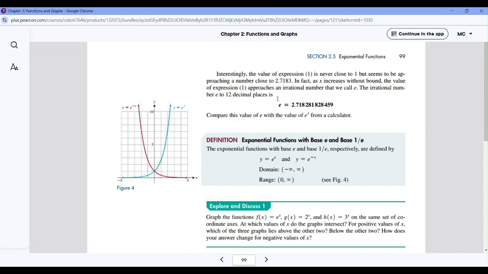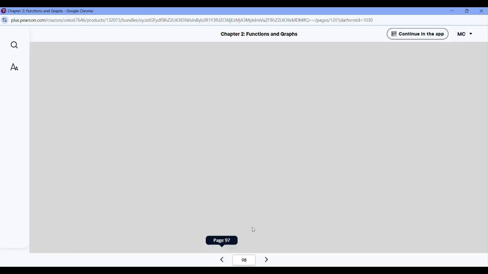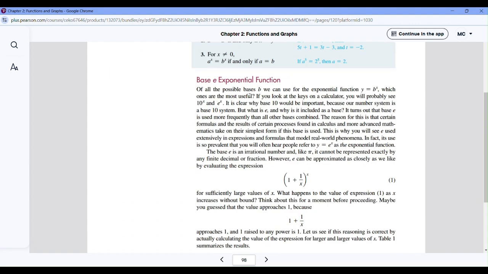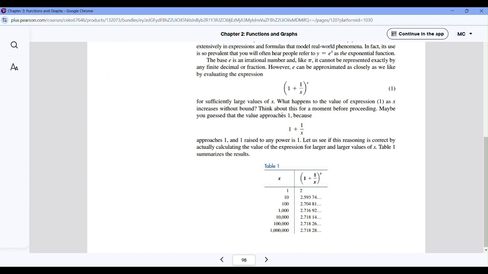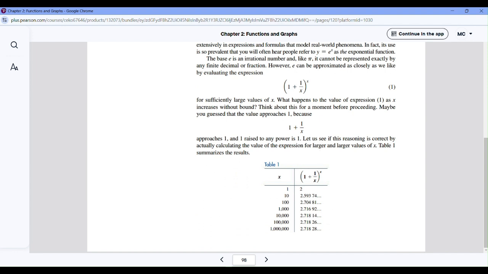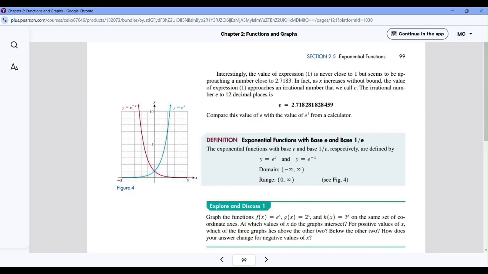So e comes up very, what did they say on the previous page? E comes up very commonly. It's just used a lot in business. So when we use it, it's just going to be a lot simpler.